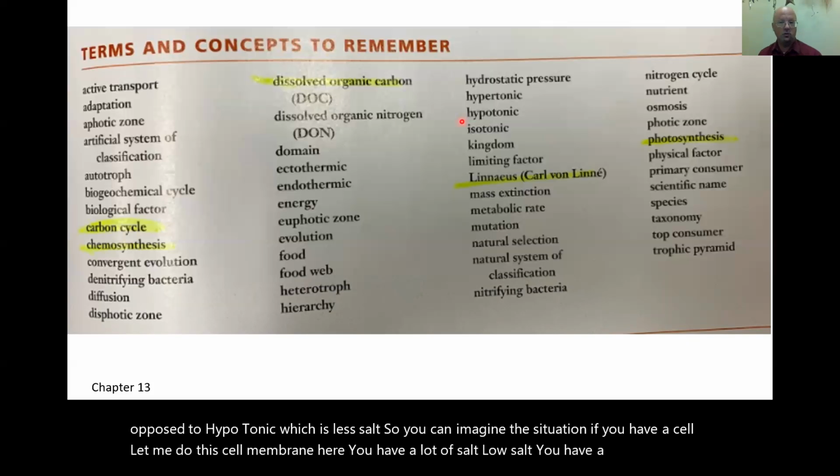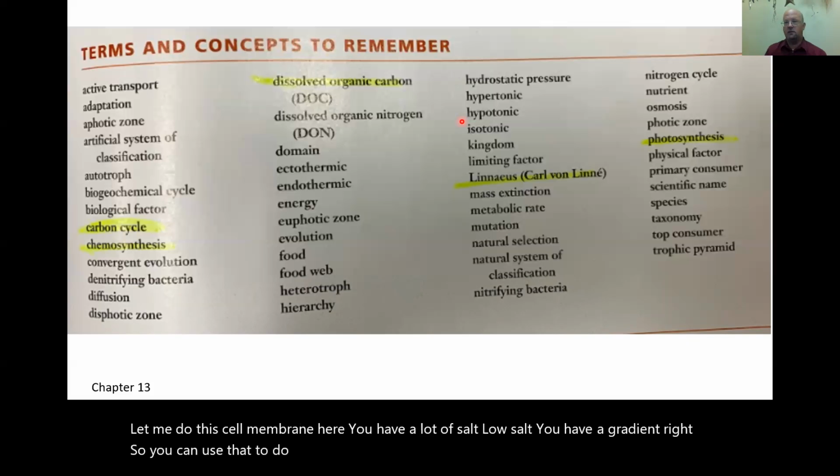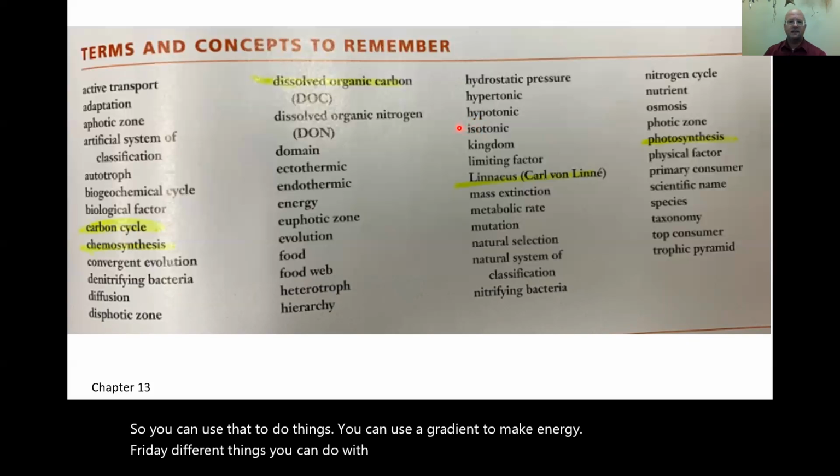So you can use that to do things, right? You can use a gradient to make energy, a variety of different things you can do with it. Isotonic is the same, iso, same. So the salt is the same on both sides, so there's no gradient in that case.